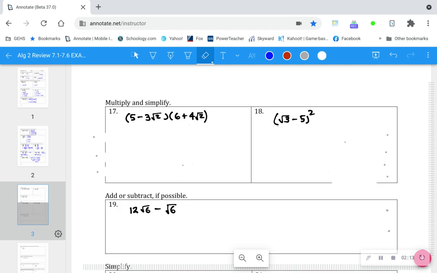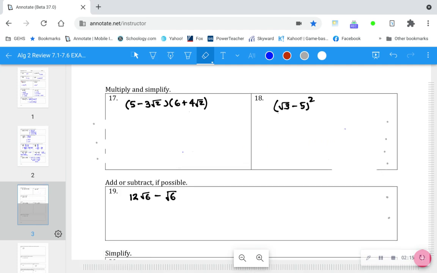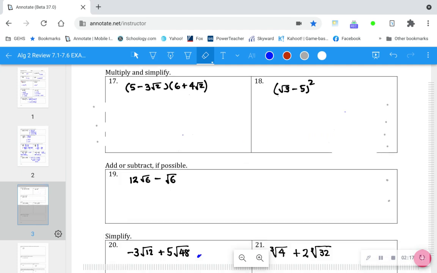Okay, moving on to problem 17. In problem 17, we're supposed to multiply these two binomial expressions. Now, we usually use FOIL on this. First times first, outside times outside, inside times inside, and last times last. What I'm going to do is a little bit of a rearrangement of that. I'm going to do the first and the last to start. So right here you get 30. And on the last times last, you get negative 12 square root of 4.